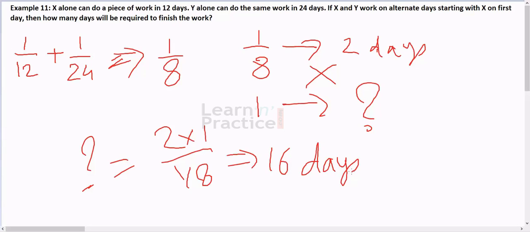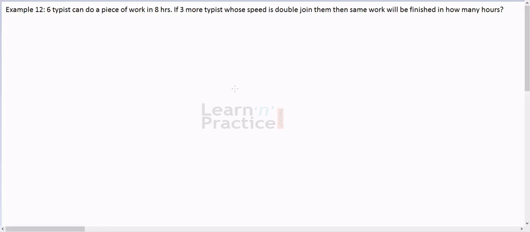So the work will be completed in 16 days. Now let's move to question number 12. 6 typists can do a piece of work in 8 hours. If 3 more typists whose speed is double join them, then the same work will be finished in how many hours? Okay, so this is related to efficiency.